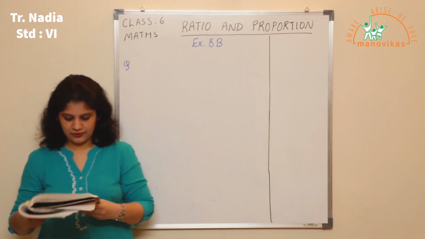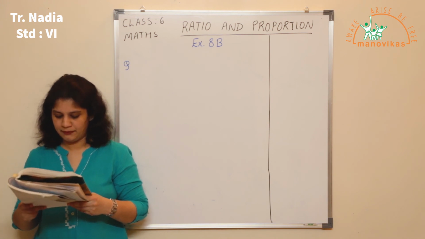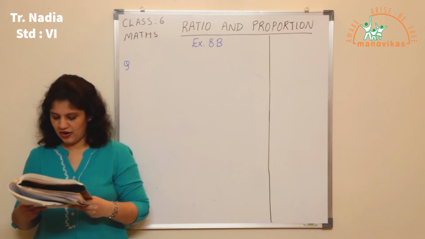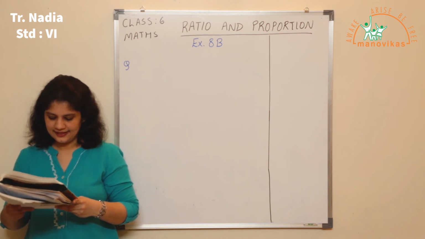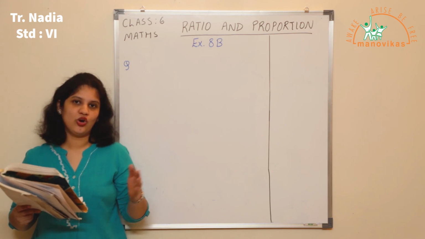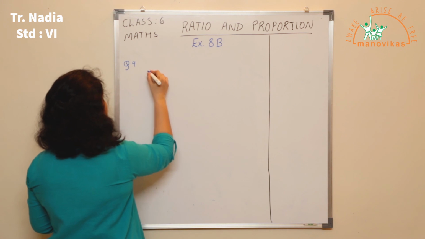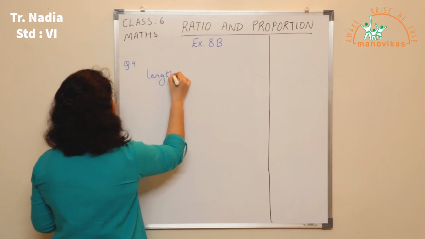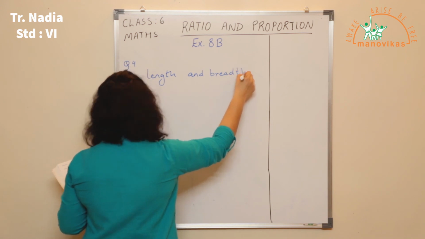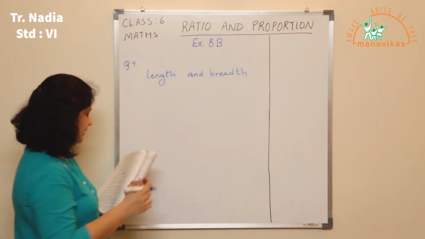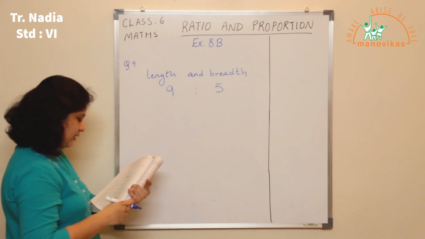Okay, moving to the last question. The ratio of length and breadth of a rectangular plot is 9:5. If its breadth is 60 meters, find its length. So we are given the ratio of length and breadth. Question 9. Length and breadth of the rectangular plot: if length is 9 parts, breadth is 5 parts.